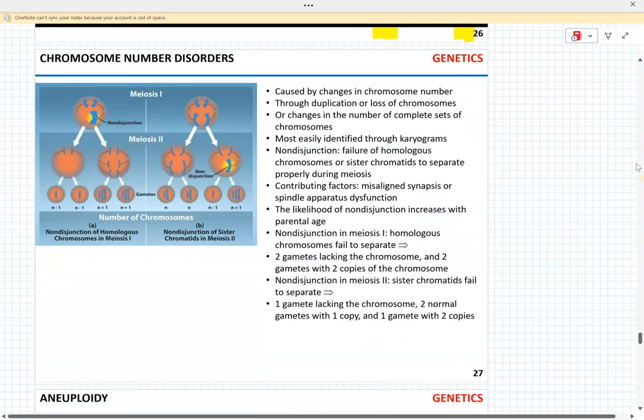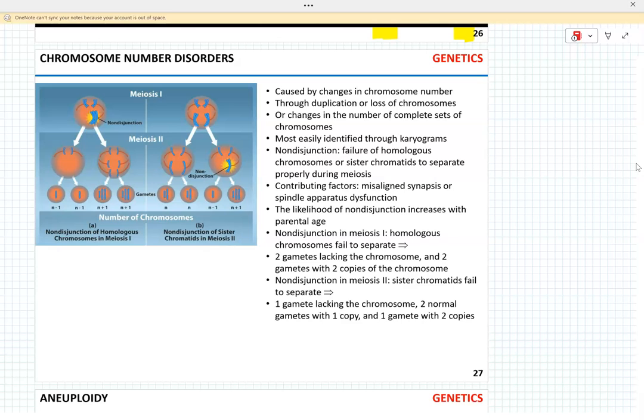So let's talk about the disorders associated with abnormal chromosomal number. So these disorders can arise either through duplication or loss of chromosomes. Alternatively, it can be associated with the changes in the number of complete sets of chromosomes. They are very easily identified through karyograms and usually result from non-disjunction. So non-disjunction is when two homologous chromosomes, in case of meiosis 1, or sister chromatids, in case of meiosis 2, fail to separate.